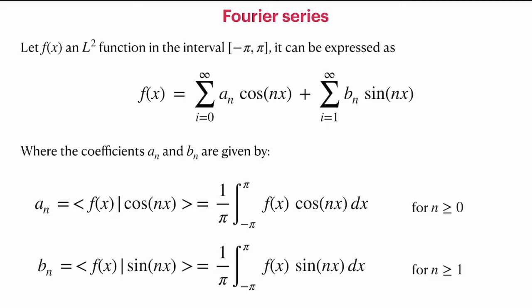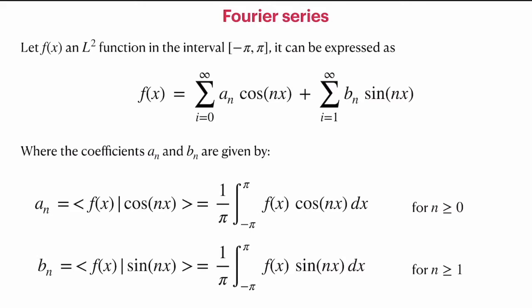Let f of x be a function in L2 in the interval minus pi to plus pi, then it can be expressed as a sum of sine nx and cos nx, and an and bn are coefficients. The coefficients an and bn can be determined by taking the dot product of the function with the basis function, that is cos nx and sine nx.